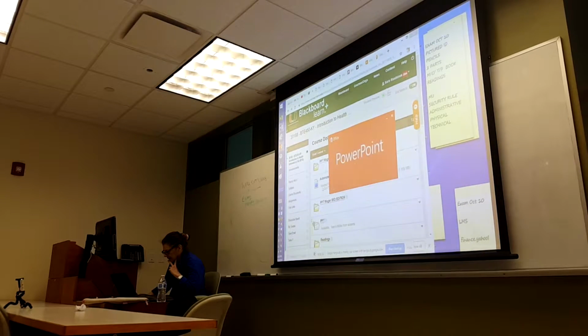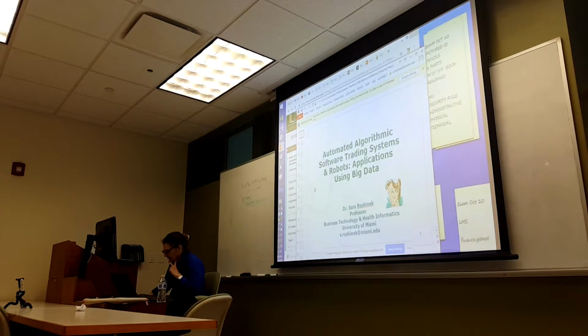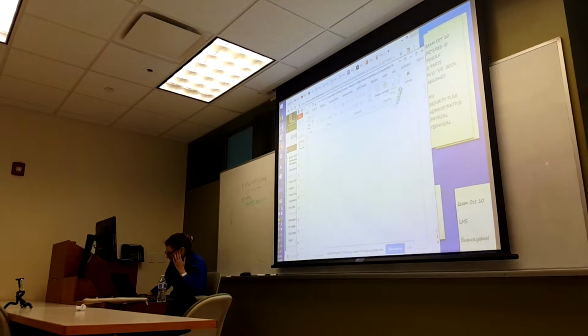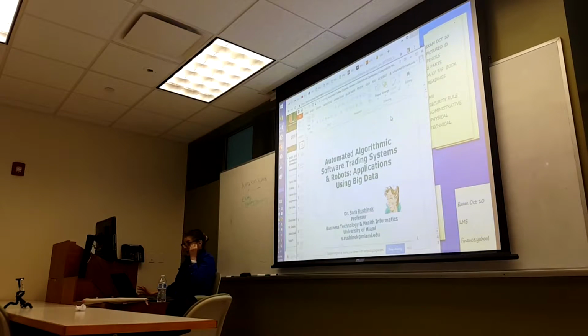So the idea of the empowerment of automated trading, put that in your notes. That will look at automated algorithmic software trading systems and big data. And the idea of big data, remember that's the key for all this new technology. What is it? Data, data, data, and how do I make sense out of the data? How do I make decisions from my data?